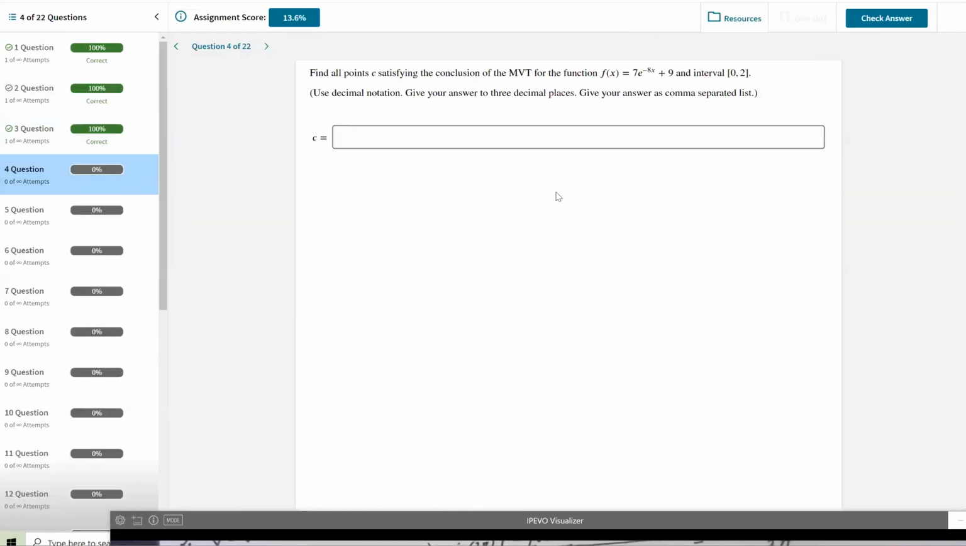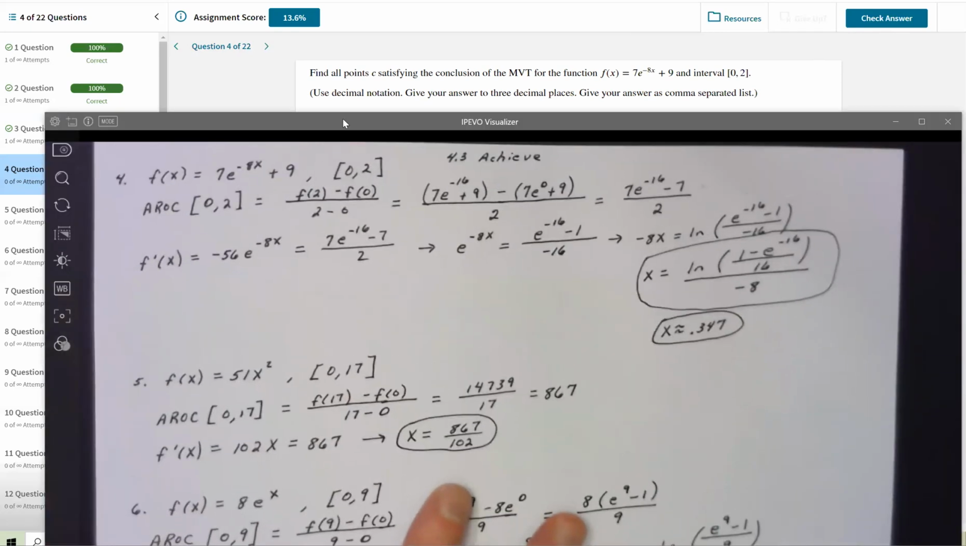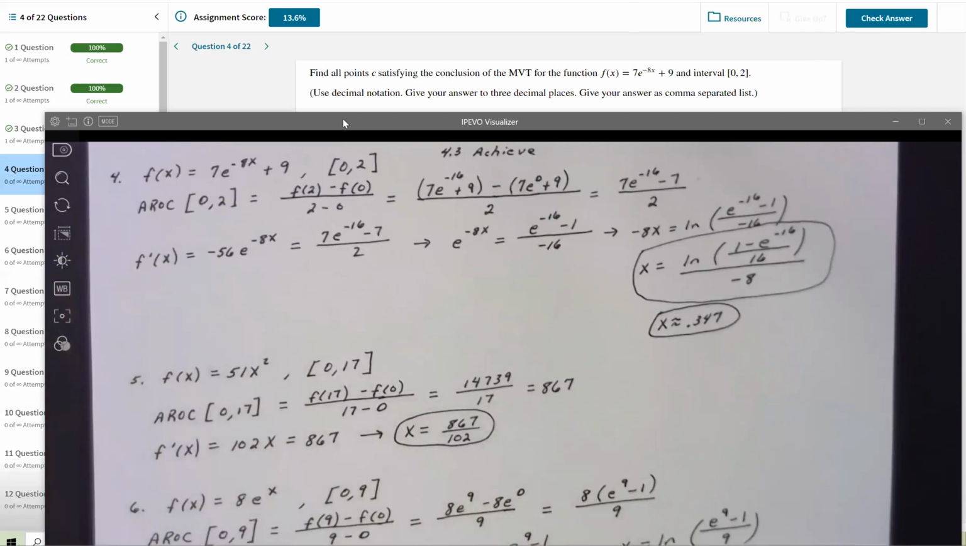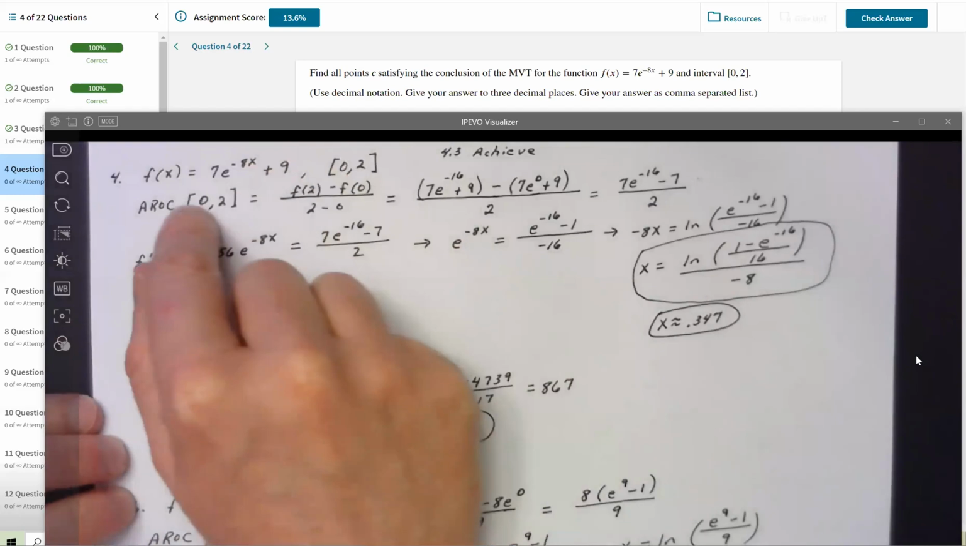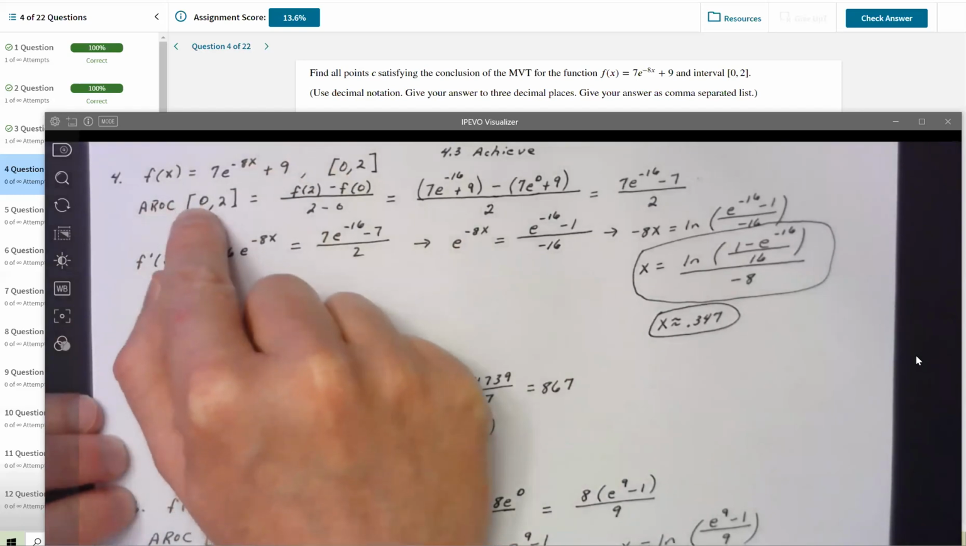The next mean value theorem problem, a lot of people struggle with this one, so let me make sure I take my time and try to explain it as well as possible. It's asking us to verify the conclusion of the mean value theorem for the exponential equation 7e to the negative 8x plus 9 on the interval 0 to 2. Okay, so whenever I'm doing this on this interval, first thing I need to do is find the average rate of change.